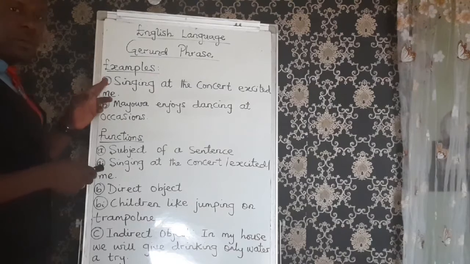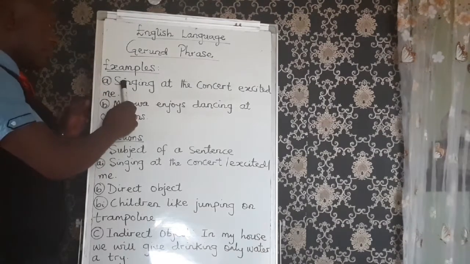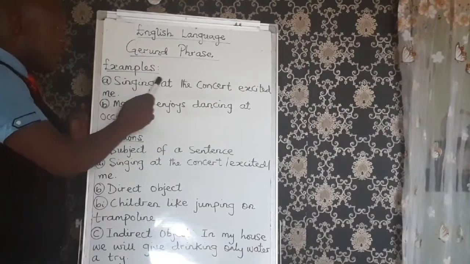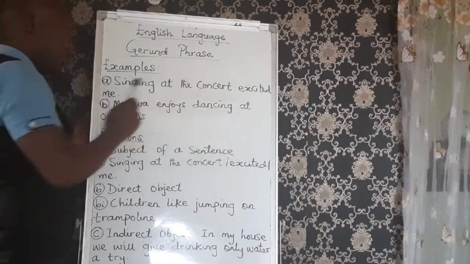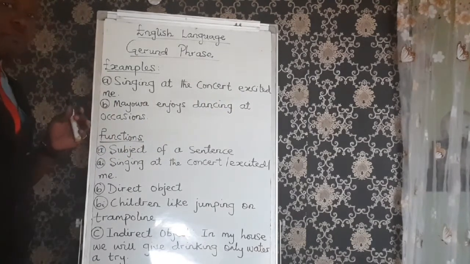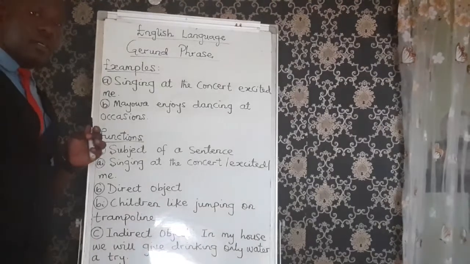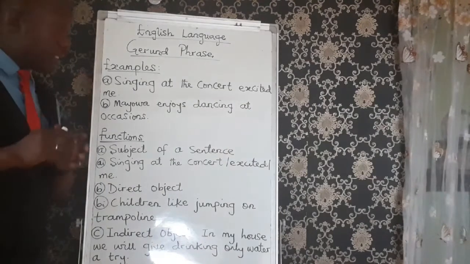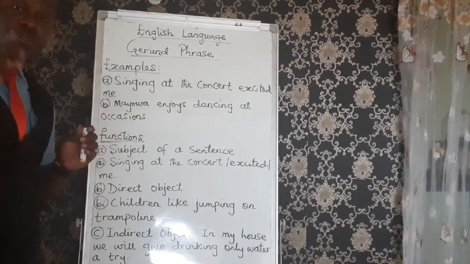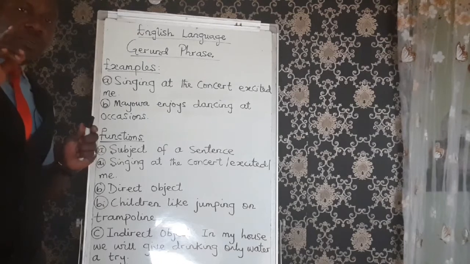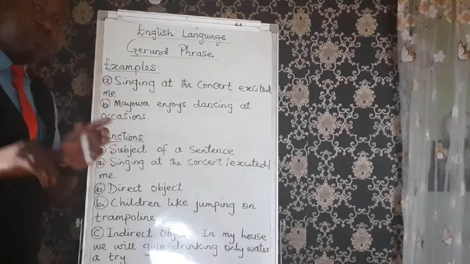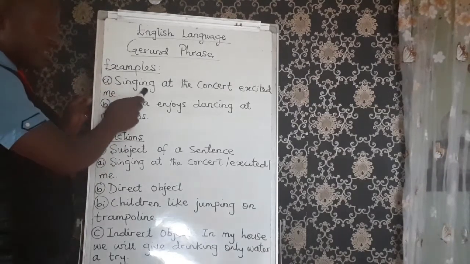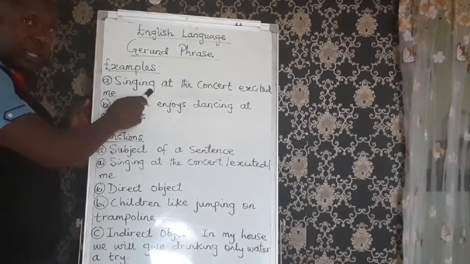Now we have the first example here. Let's look at it together. Singing at the concert excited me. If you remember the rule guiding gerund phrases, we said the first one is that it should start with a gerund. The first rule is that it should start with what? A gerund, which is a verb that ends in ing. If you look at the sentence, we have singing there. So this is a gerund.